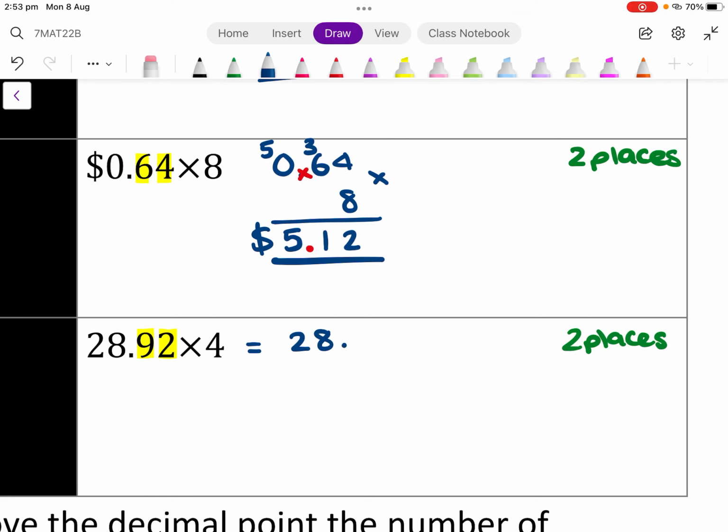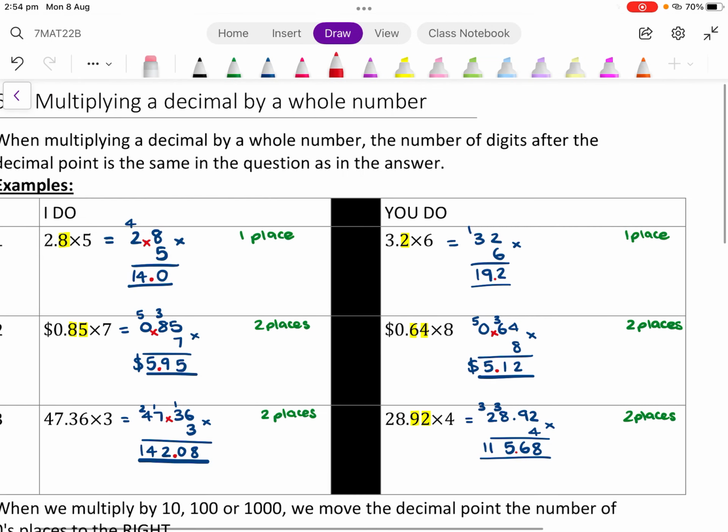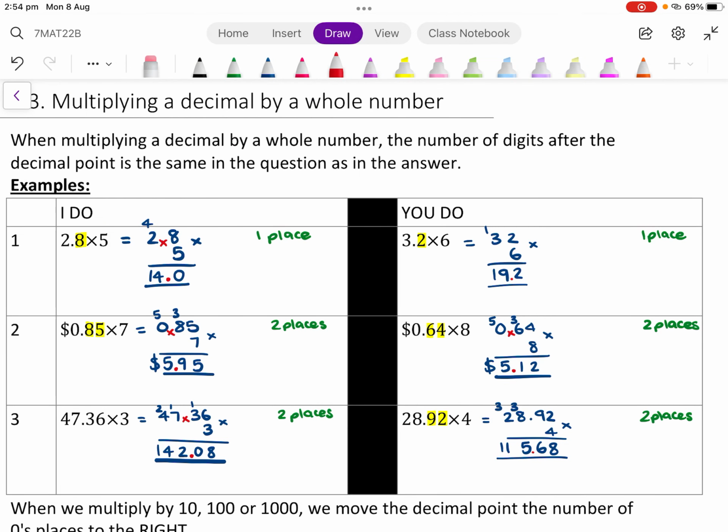So it's 28.92 times by 4. Now 4 times 2 is 8. 4 times 9 is 36. 4 times 8 is 32, plus a 3 is 35, and 4 times 2 is 8 plus 3 is 11. We had two numbers after our decimal point, so we want two numbers after our decimal point in our answer as well. So they are the answers to our I do and our you do questions.